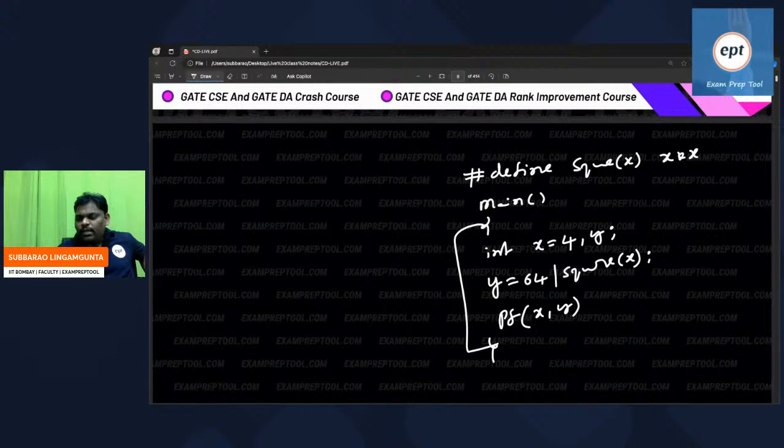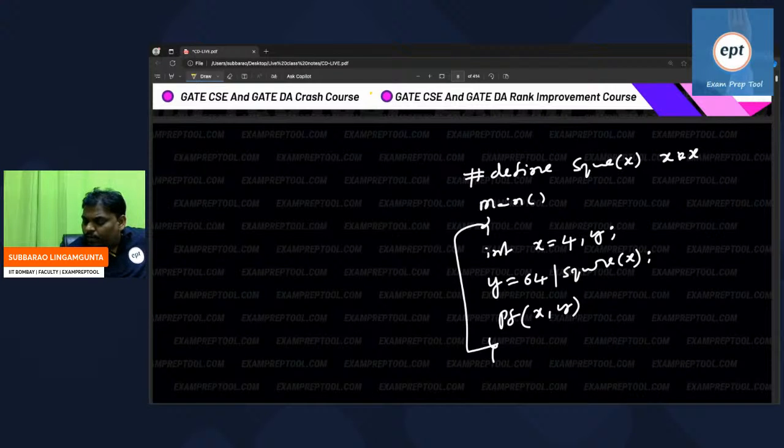And one important question here. Can anyone help me? In this program, what is the shortcut? What is the actual? What is the long cut? Can anyone guess? Let me give the answer.